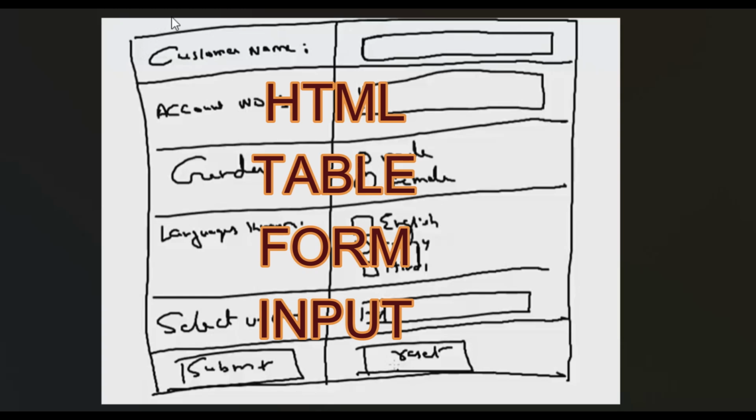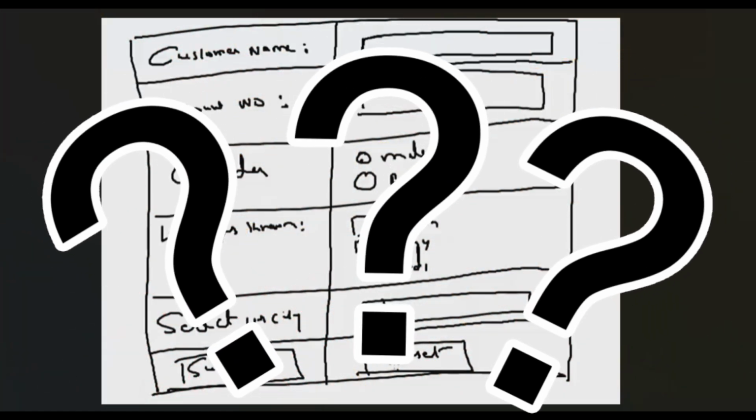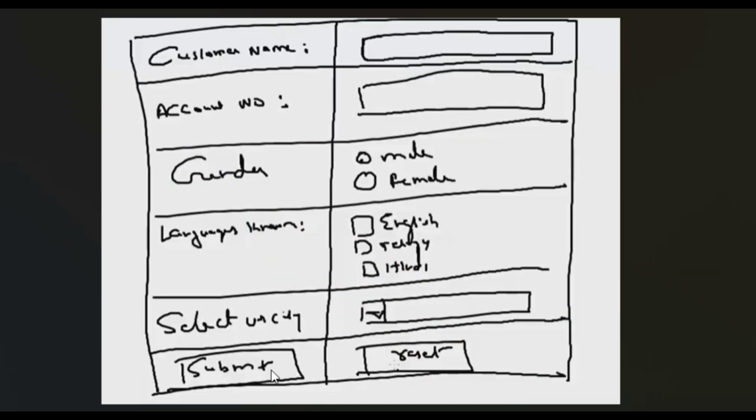How to do this task in HTML. So the given table has the customer name, account number, gender, languages known, select the city, and it has two buttons, submit and reset.